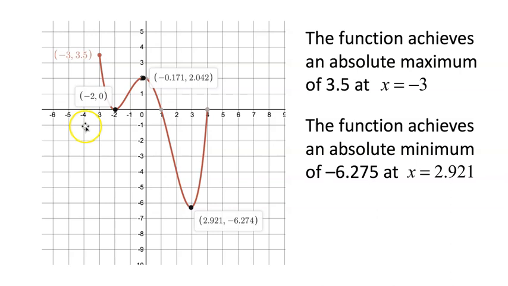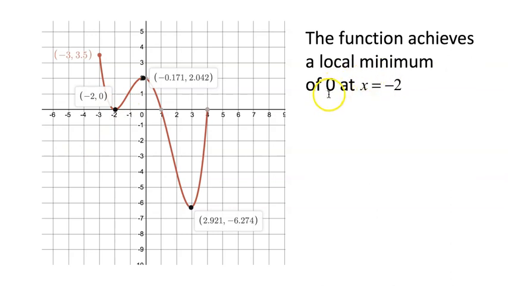So do we have local minimums, local maximums? Well, this one is the smallest in its neighborhood. So at -2, the function gets down to 0, then it bounces back up again. So we have a local minimum of 0. Where does that occur? At -2. So right around -2, the lowest the function ever gets is 0.